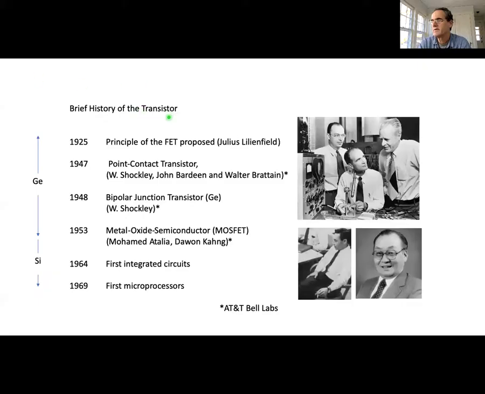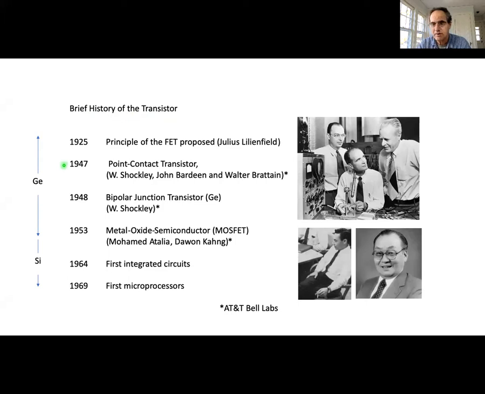Okay, very good. So here's a very, very brief history of the transistor, just to give you an idea of where things came from. The principle of the field effect transistor was proposed way back in 1925 by Julius Lilienfeld. Proposed the idea, but no devices were made at this time because they didn't have enough control over the kind of materials that one would need to make a transistor out of.